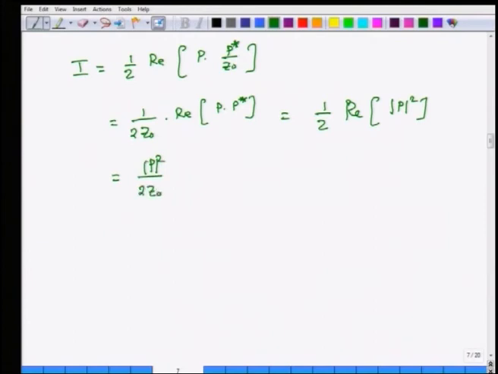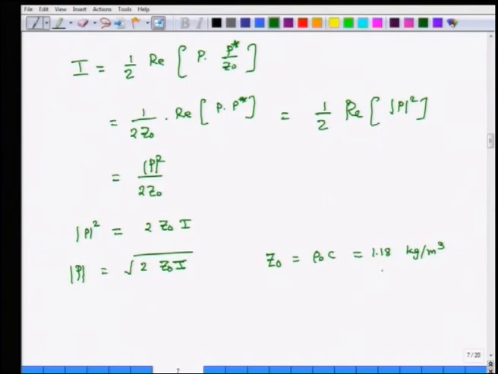So, that is equal to magnitude of pressure squared divided by 2 z naught. So, I can say that magnitude of pressure squared equals 2 z naught I, or magnitude of p equals square root of 2 z naught I, and I know that z naught equals rho naught c, and rho naught is 1.18 kilograms per cubic meter. Excuse me, rho, and c equals 345 meters per second.